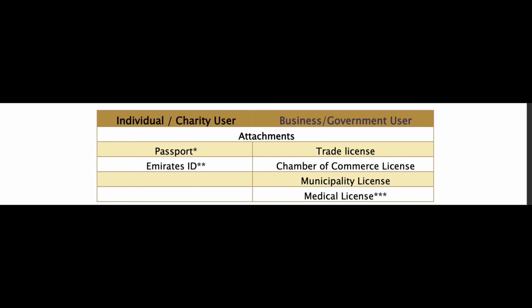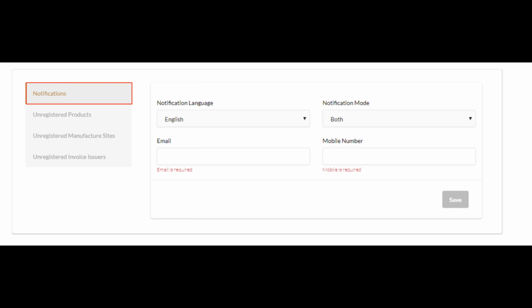Now, in order to get automatic notifications from the MoHAP portal, you can update the details provided in the preference section or the notification section, where you can choose the language such as English or Arabic. You can choose the notification mode where you can get the information either in the form of SMS or in the form of a mail. So I hope this is clear, my friends.